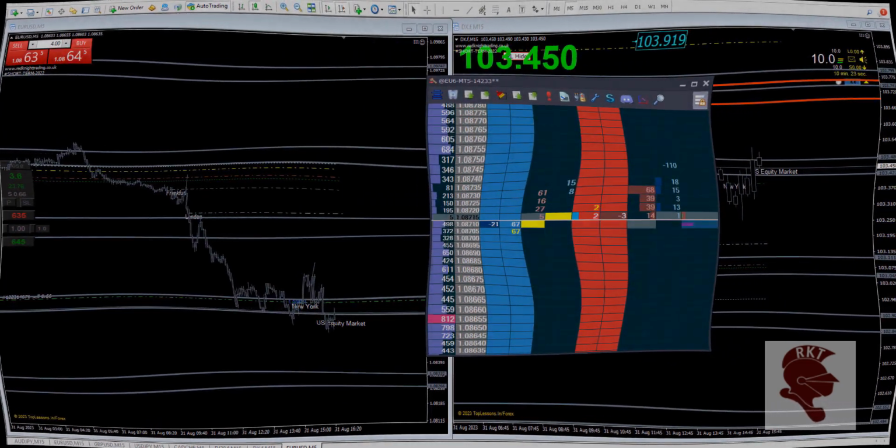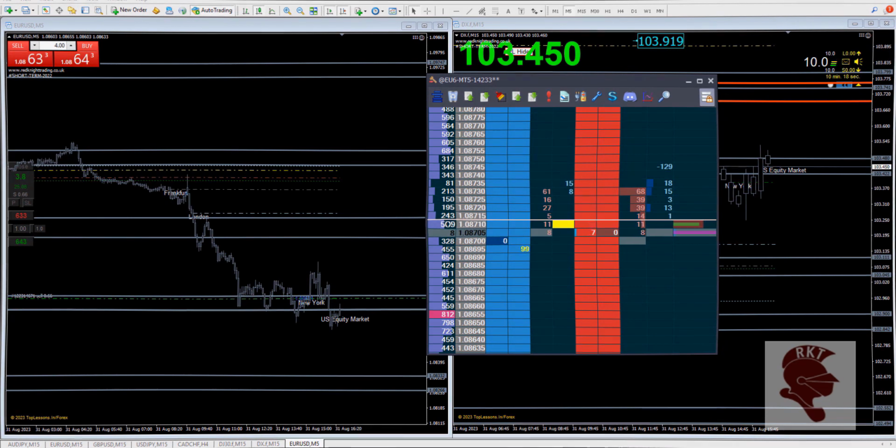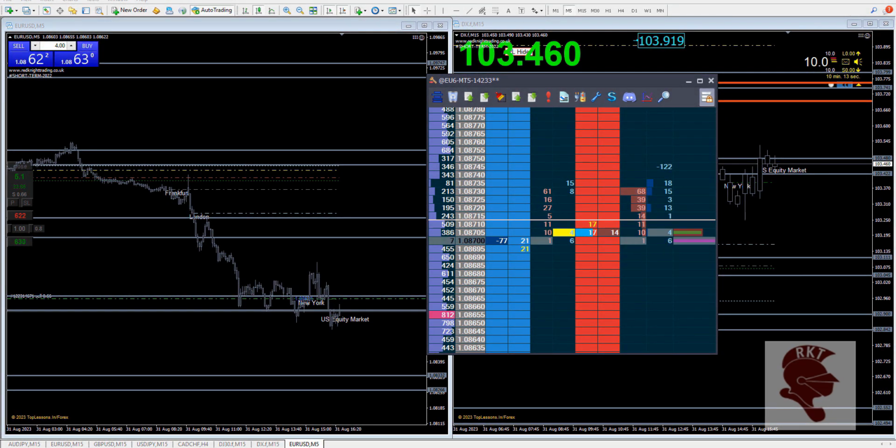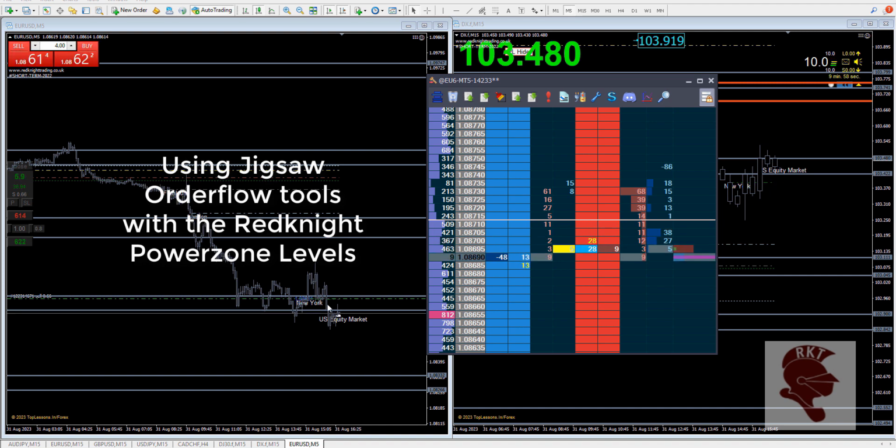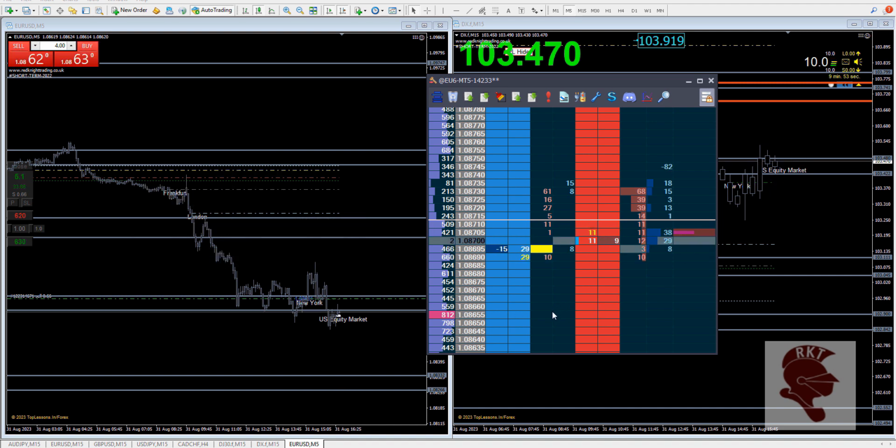Today we're going to speak a little about trading the Redknight Powerzones using the Jigsaw DOM. It came up today in the Telegram group. By the way, today is the 31st of August 2023.